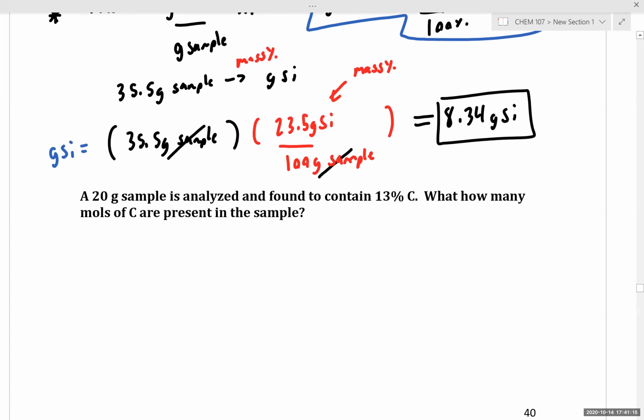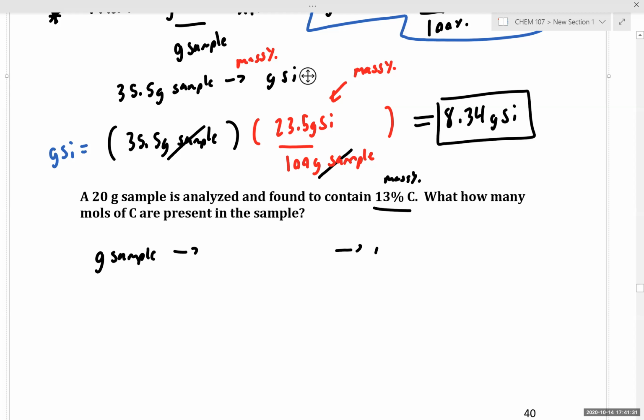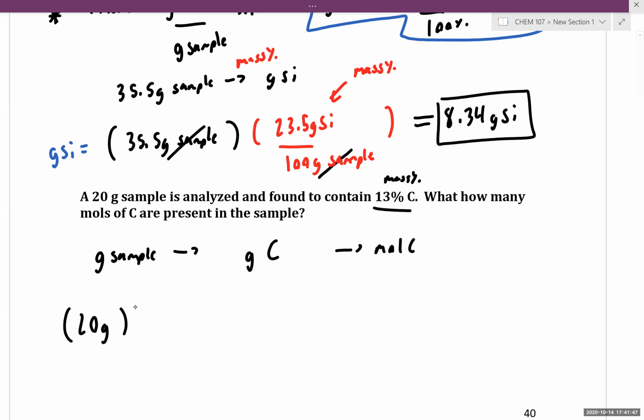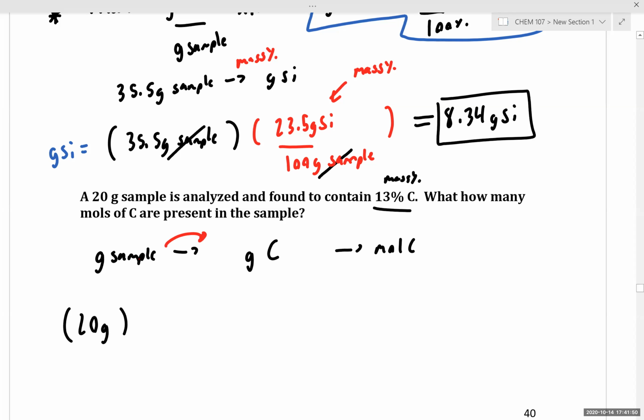Okay, so just like any other conversion factor, we can fit mass percentage into multi-step conversions. In this case, we are given the grams of our sample and the mass percentage of carbon, and we're asked to calculate the moles of carbon. To do that, we simply calculate the grams of carbon first. Now that we have our solution map established, all we have to do is execute on that. If we have a 20-gram sample, to go from the grams of sample to the grams of carbon, we use our mass percentage, which tells us we have 13 grams of carbon per every 100 grams of sample.